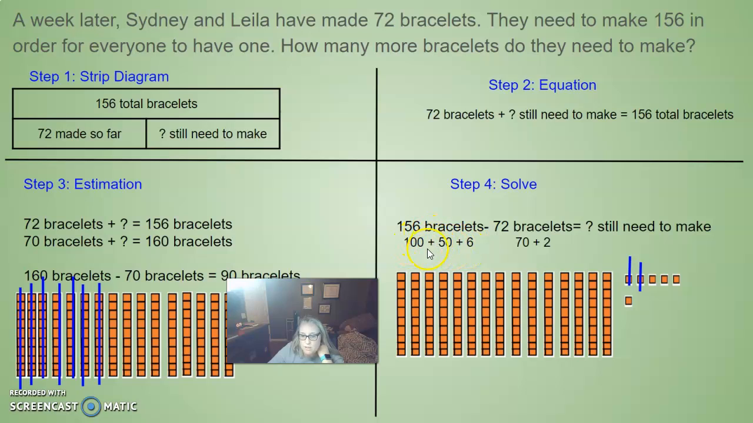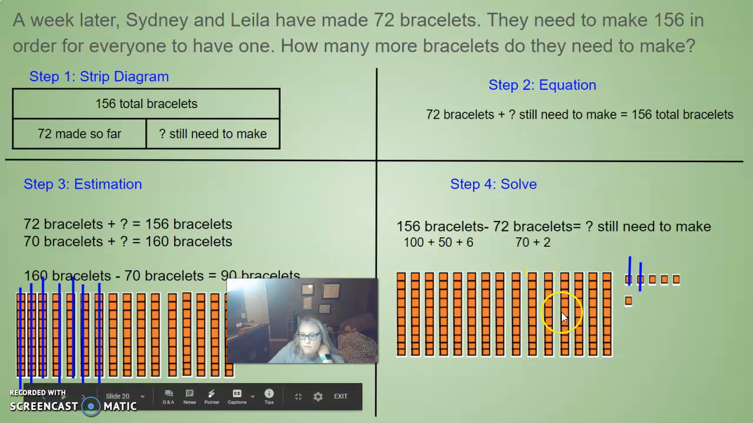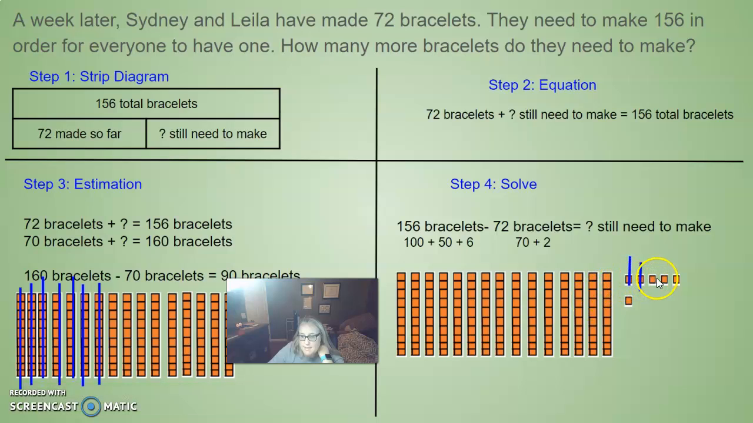So I'm going to actually make that with my base 10 blocks. So I have 10, 20, 30, 40, 50, 60, 70, 80, 90, 100. But I still need to have my 50, so then I'm going to say 10, 20, 30, 40, 50. So there's my 150 plus my 6 ones. Now I'm going to subtract 72. So with my 72, I'm going to break it apart into 70 plus 2. I'm first going to take away my ones place.